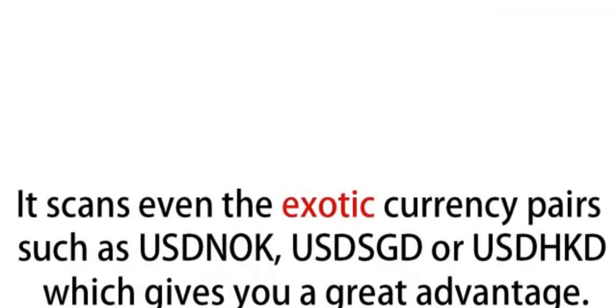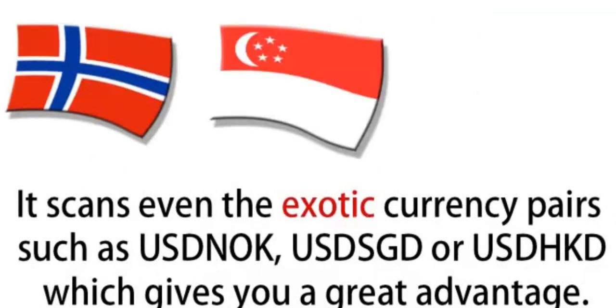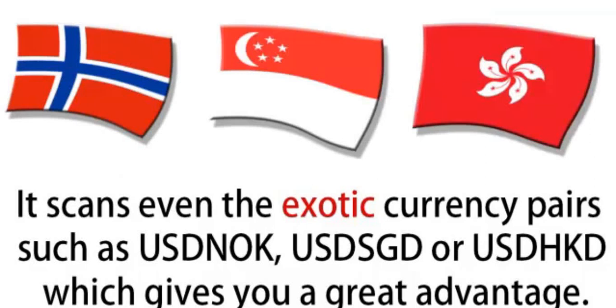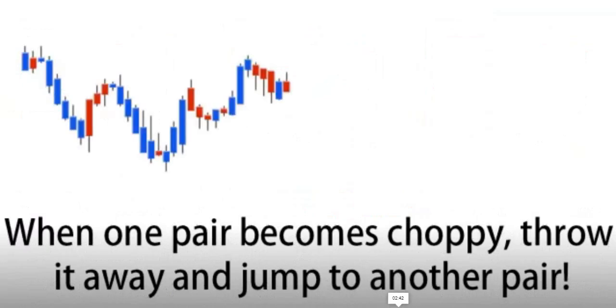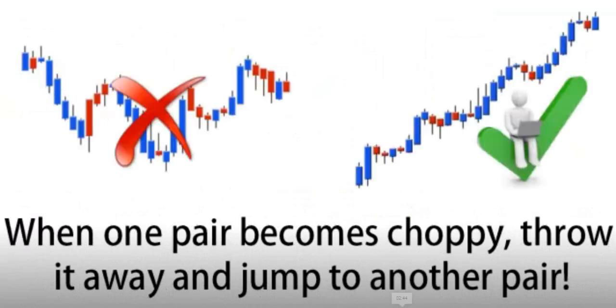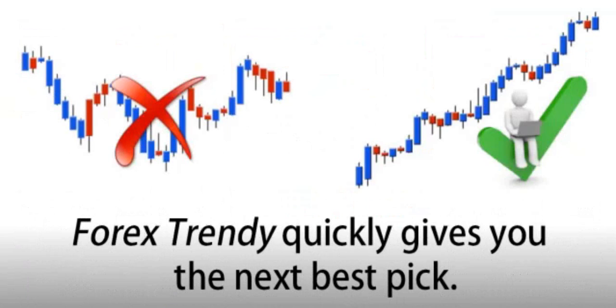It scans even the exotic currency pairs, such as the Norwegian krone, the Sing dollar, or the Hong Kong dollar, which gives you a great advantage. You don't have to limit yourself to basic Forex pairs though. There are more trading opportunities out there. When one becomes choppy, throw it away and jump to another pair. Forex Trendy quickly gives you the next best pick.